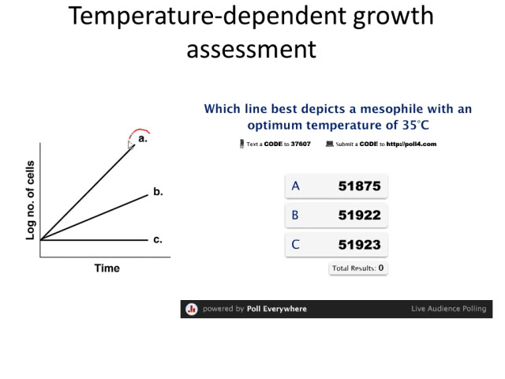That's right. A is going to best describe the growth of a mesophile at its optimum temperature, because notice the rate is the highest. The steepness of the slope represents the greatest change in the number of cells over time.